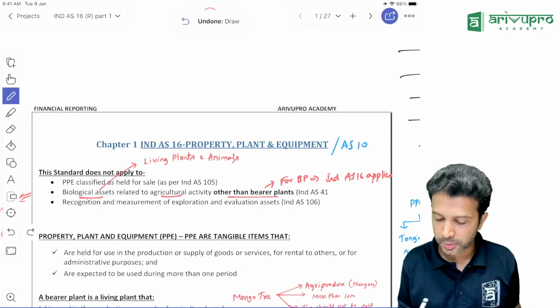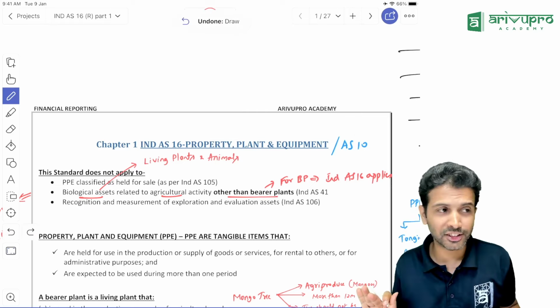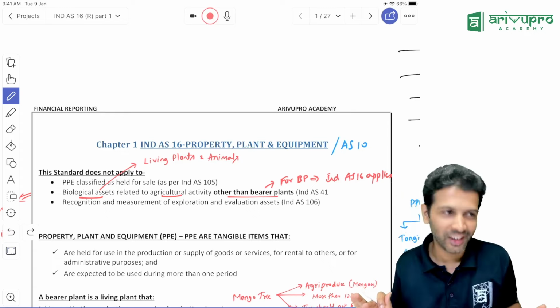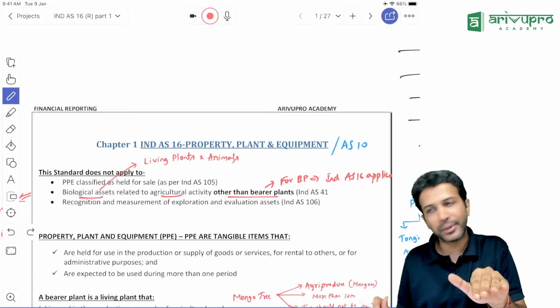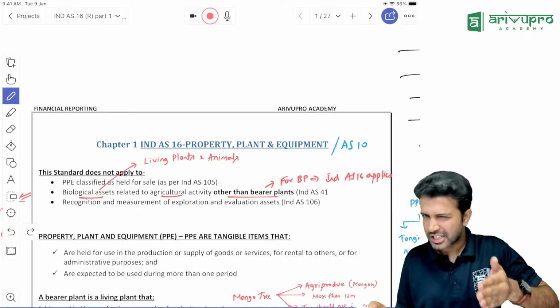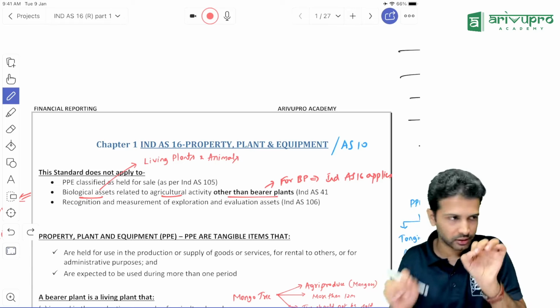Sir, any difference between AS 10 and Ind AS 16? Ditto. I mean, skip this topic, sir. I will bunk this class, sir. No, sir. There were a few concepts which were not tested at intermediate level. They are very important at final level. The concepts are same. Application of the concepts you will see newly in this particular standard.